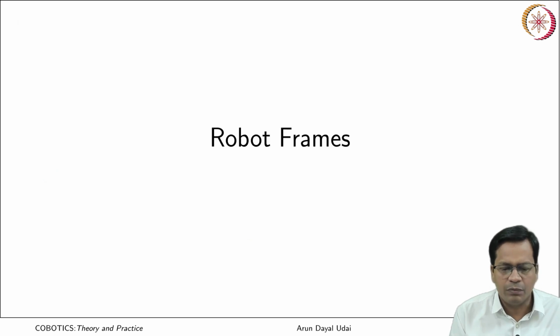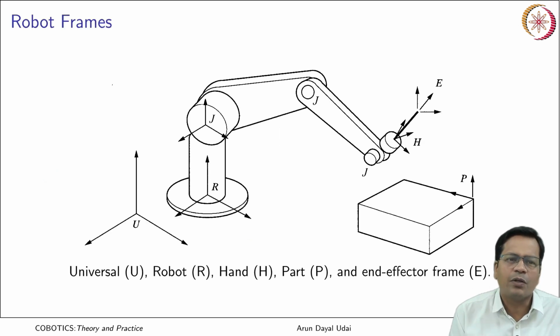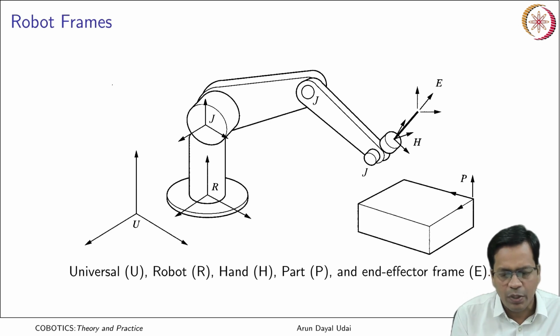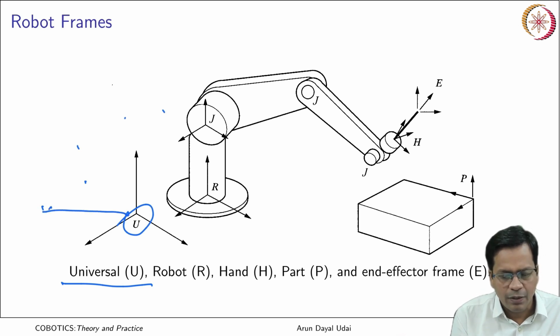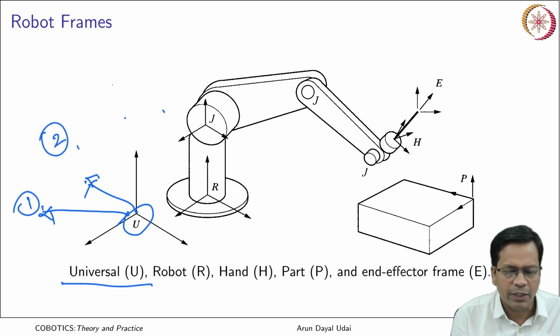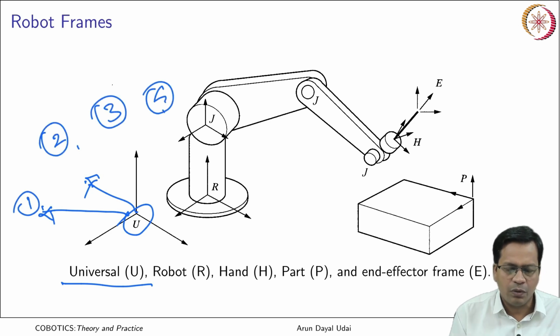So, let us move ahead with robot frames. As such, a robot consists of multiple frames. The robot itself is lying in a workspace, and the workspace has its own frame, which is known as the universal frame. You may have multiple robots sitting in the same workspace. Each one of them can be individually addressed with reference to this particular frame. You can have the first robot sitting here, second robot, third robot, fourth robot. So, the base of each robot can be addressed with respect to this frame.